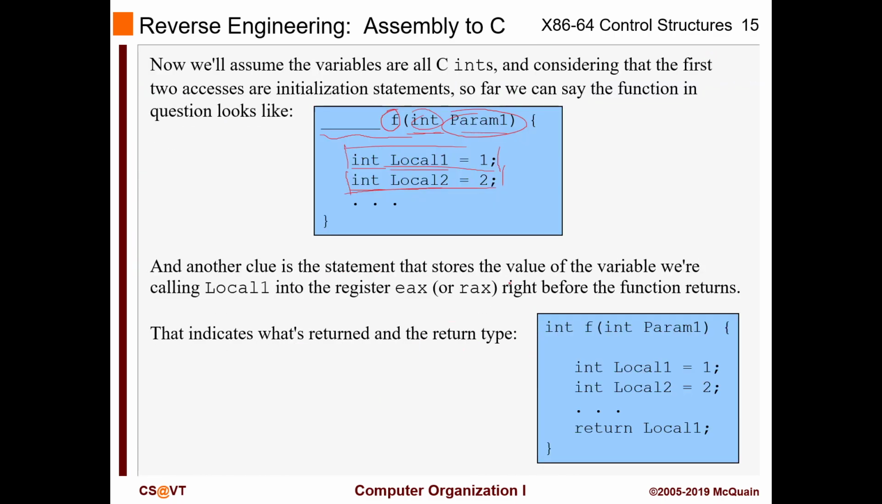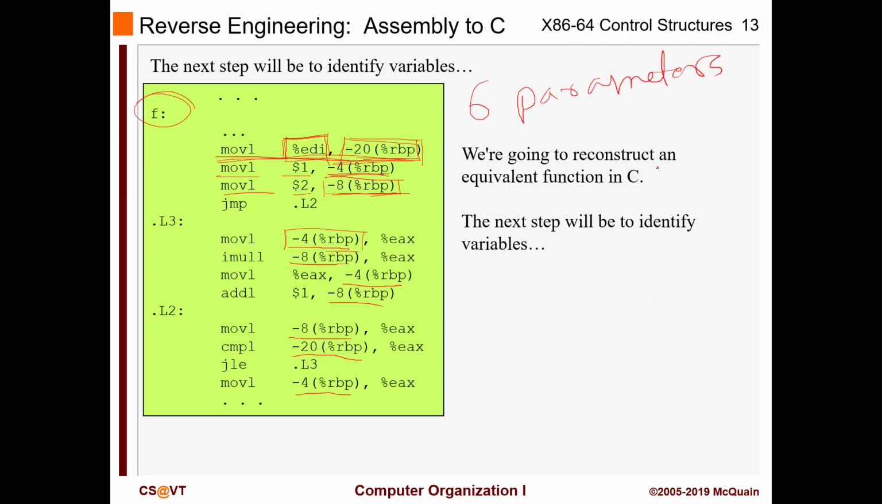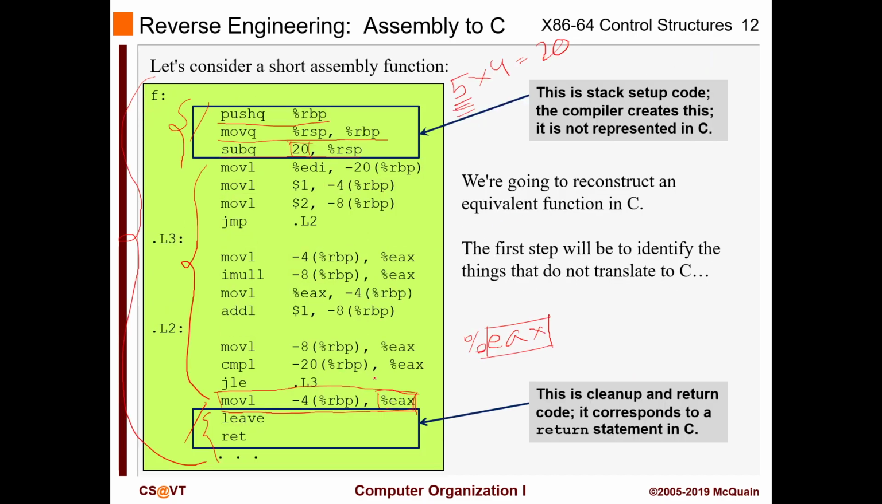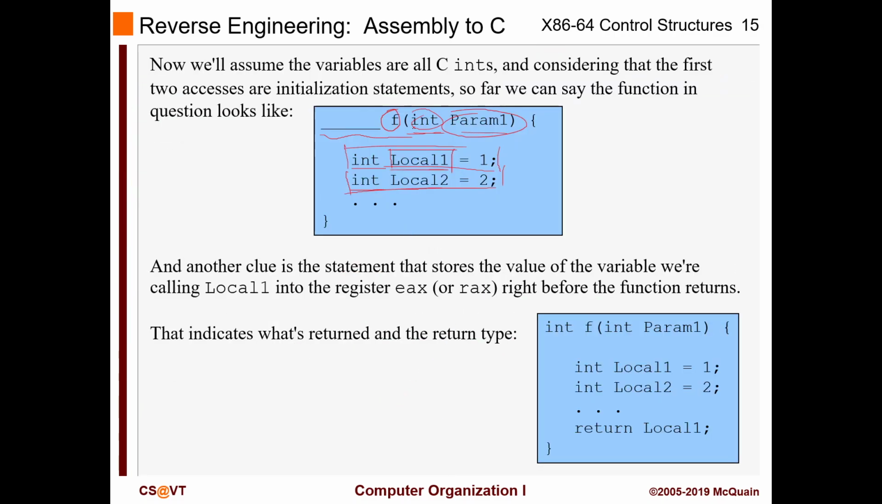In this case, we know that EAX is our local 1 because we copied it in local 1. Let's see where we did that. So yeah, we are putting our local 1 into EAX, right? So our return statement is going to be local 1, which is integer. So it's going to be integer, and we're returning local 1, basically this and this.